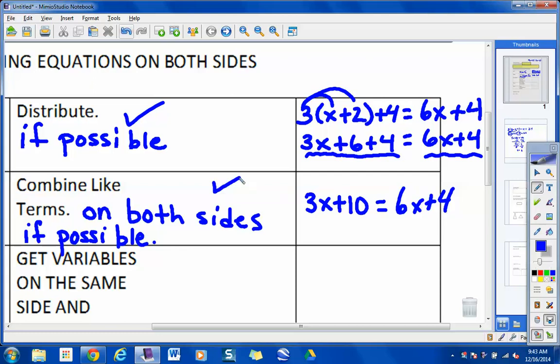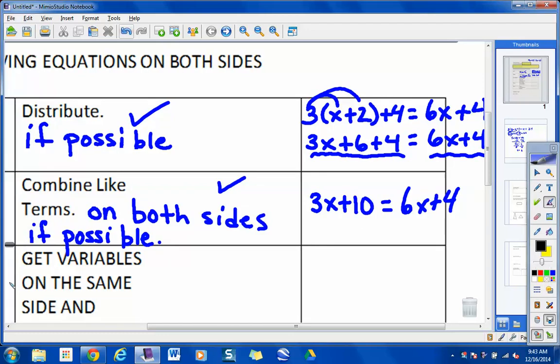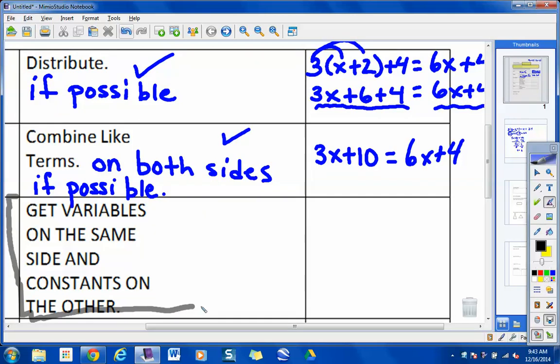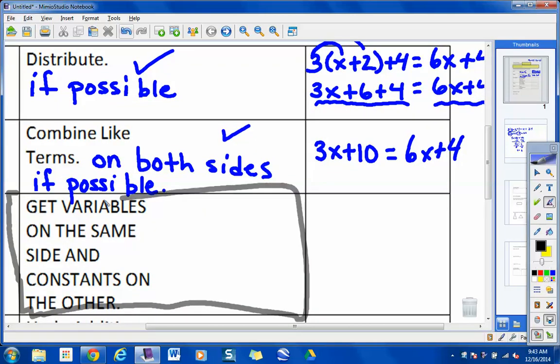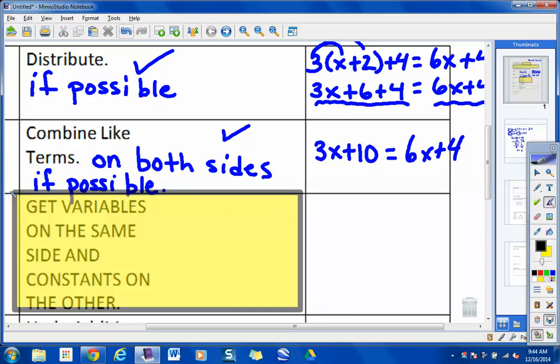All right, so what's new for us then? Well, what's new is right here. What's it say to do? Get the variables on the same side and a constant on the other. Variables are anything with a letter in it. Okay, here's how this is going to look. I work so much better if the variables are on the left side. How many of you say, I like my variables being at the start of the problem instead of at the end of the problem?